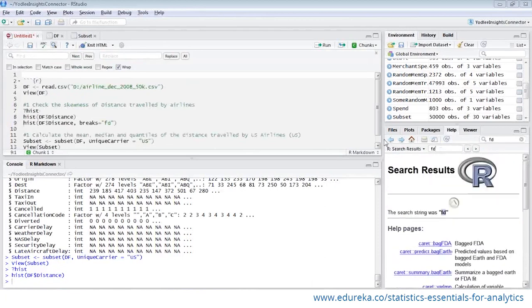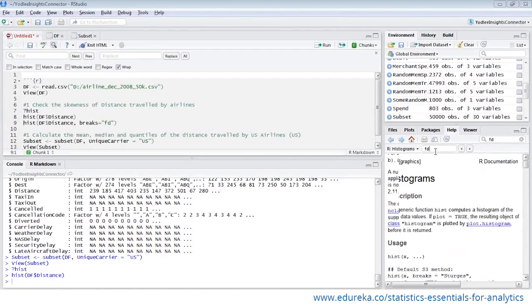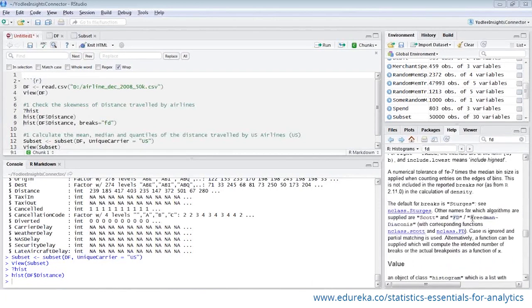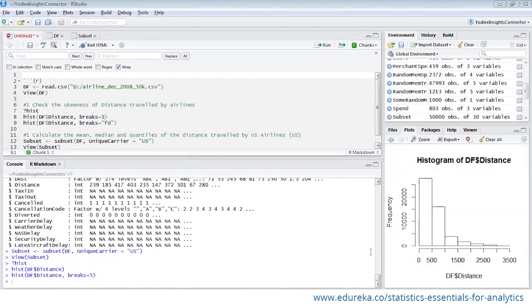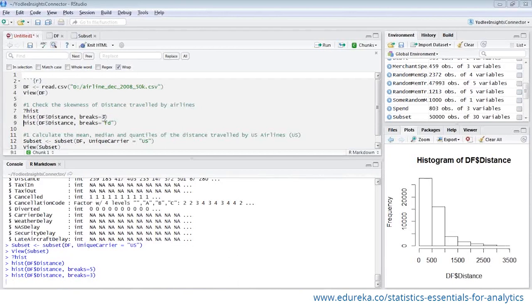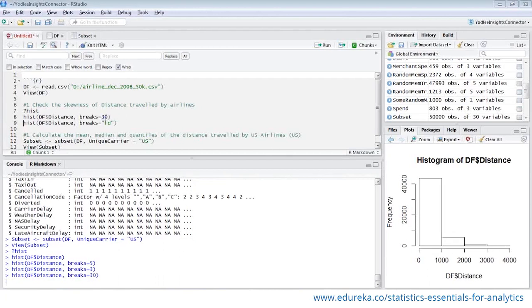which will try to define the optimal breaks. The algorithm name is Freedman-Diaconis, right? Because you can calculate a histogram by specifying different breaks, right? So for instance, if you specify only 5 breaks, then you will get a histogram which has only 5 different breakpoints. If you specify that you want only 3 breaks, then you will have a histogram having only 3 breaks. If you specify 30, then you will have 30, right?